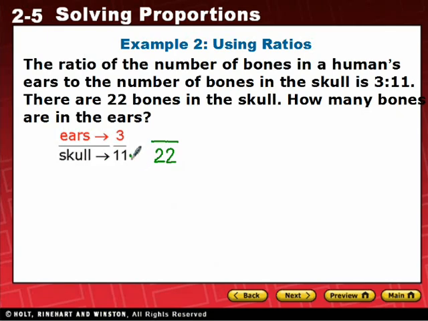So take 11, multiply it by 2 to get 22, and any time we multiply the bottom of a fraction, we also have to multiply the top by it, so we're really multiplying by a fancy form of 1 there. So we get 6 bones in the ear.